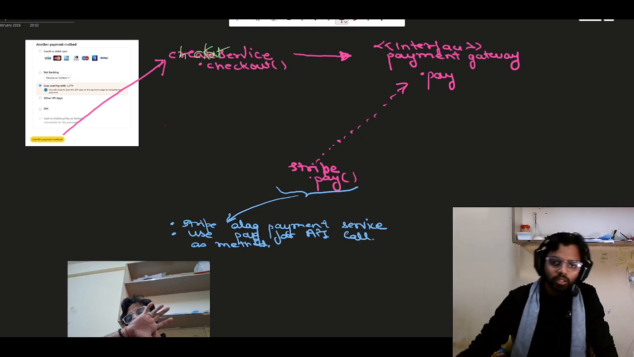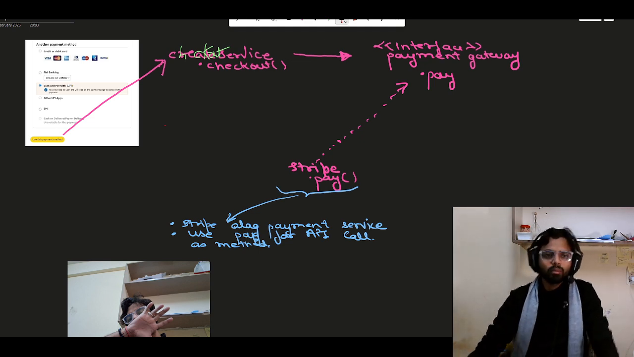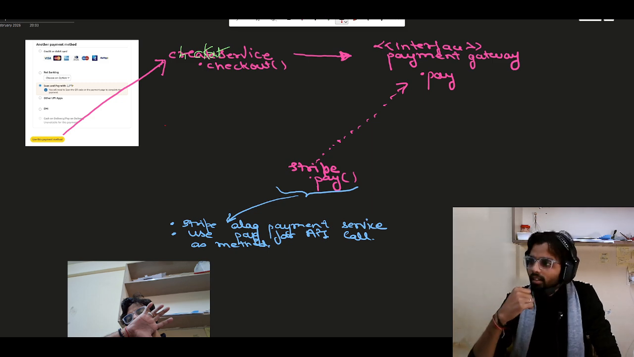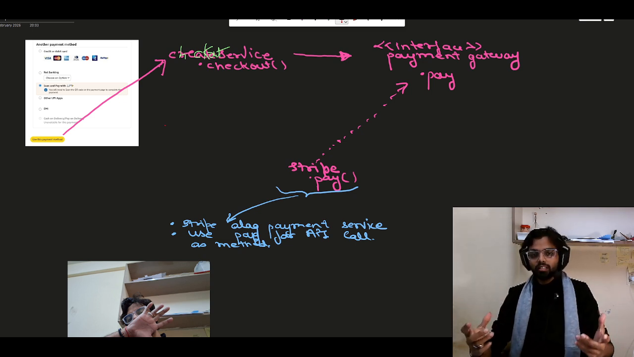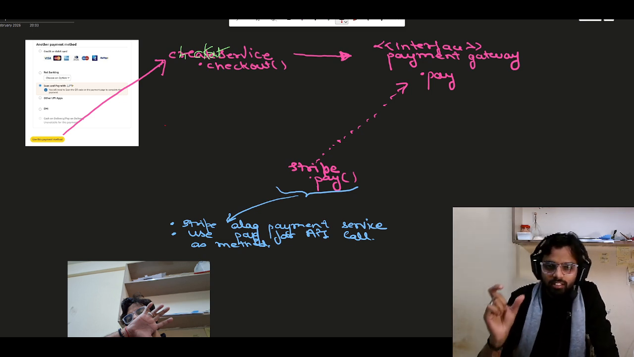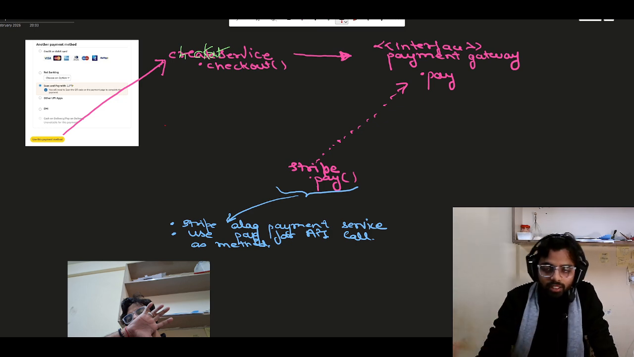Hello everyone, so this is Moria again, and today I learn about the adapter pattern and what this pattern says. Before learning that, let's understand what kind of problem it is trying to solve.